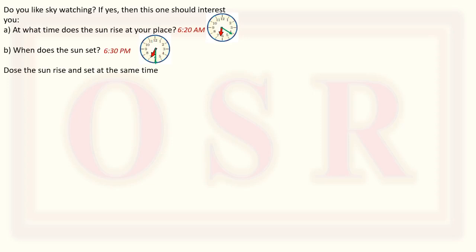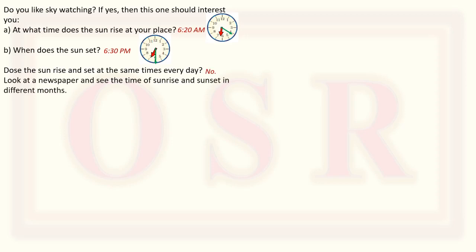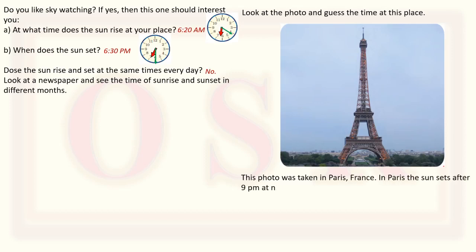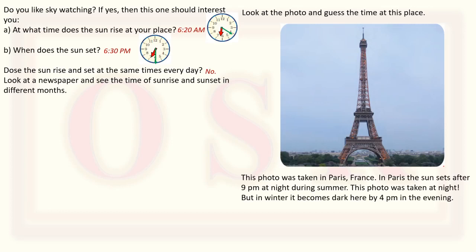Do the sun rise and sunset at the same time every day? Yes. Obvious answer is no. Now look at the newspaper and see the time of sunrise and sunset in different months. So this is an exercise you can do at home. Now look at this photo and guess the time at this place. This photo was taken in Paris, France. In Paris, the sun sets after 9 p.m. at night during summers. This photo was taken at night, but in winters, it becomes dark here by 4 p.m. in the evening. That's very strange actually.